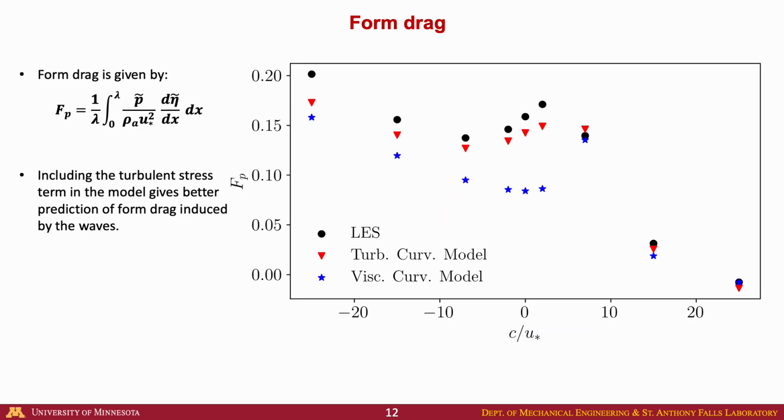evaluating the form drag by integrating the pressure over a wavelength reveals that the predictions from the turbulent model, denoted by the red markers, are better compared to the viscous model, represented by the blue markers, as they lie closer to the LES results, shown by the black markers.